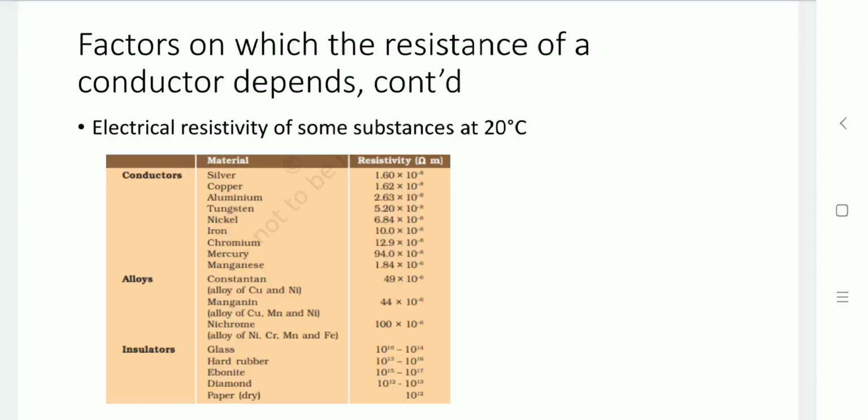If we focus on the resistivity for the conductors, that is in terms of 10 raised to minus 8 ohm into meter. For the alloys, that is into 10 raised to minus 6 ohm into meter. And for the insulators, that is in the range of 10 raised to 12 to 10 raised to 17 ohm into meter. By observing this table, we can say that insulators have a higher resistivity, while the conductors and alloys are good conductors.